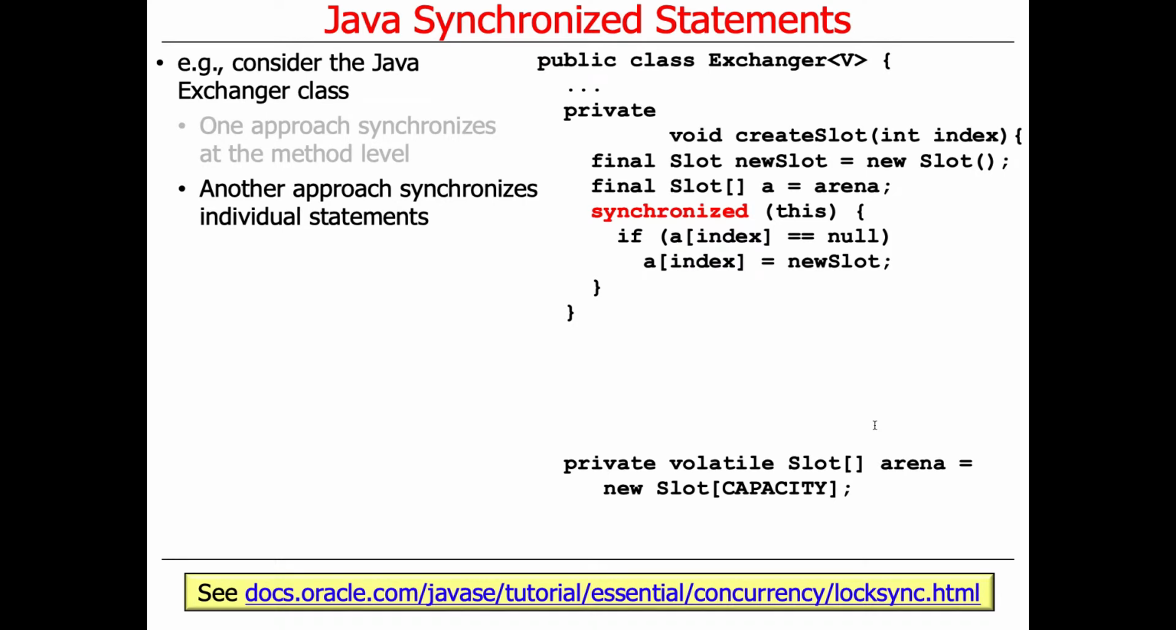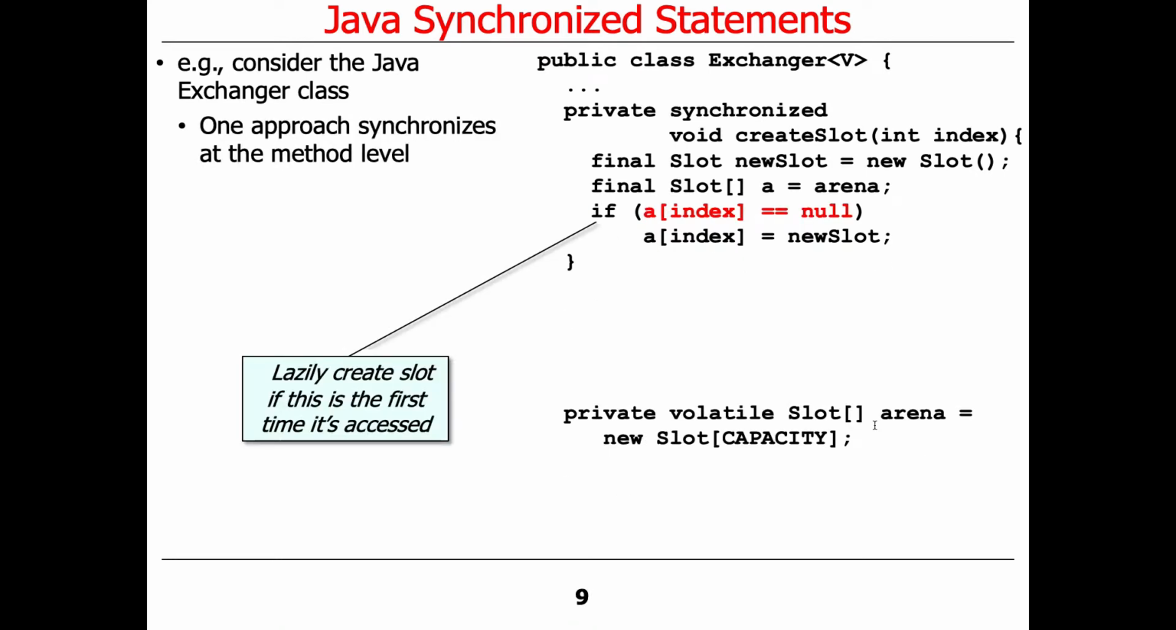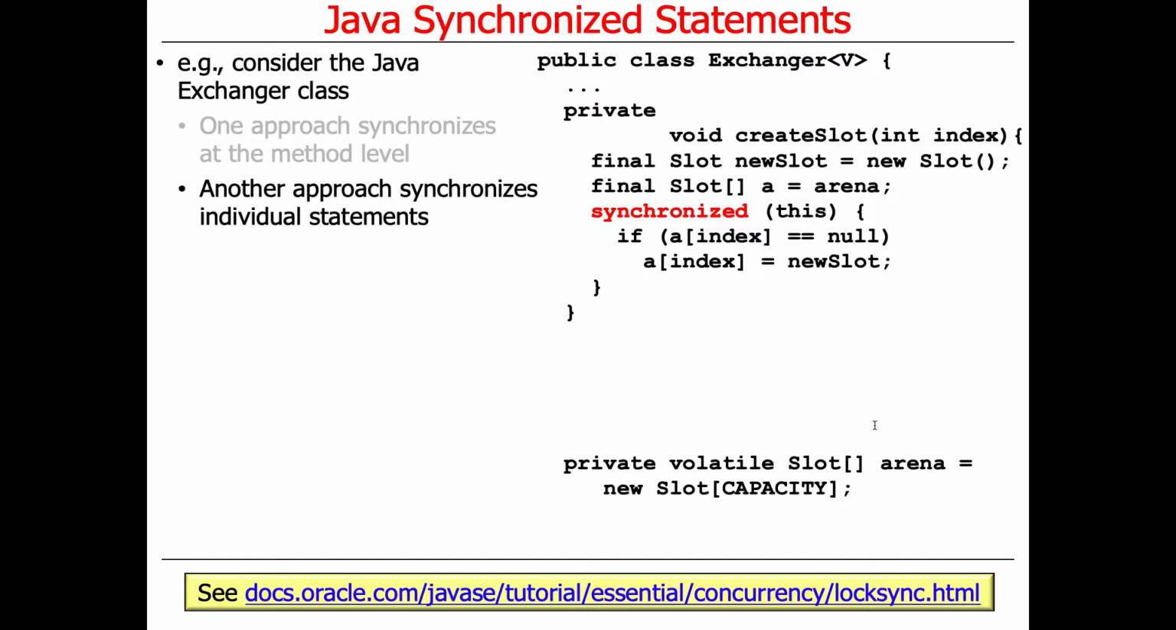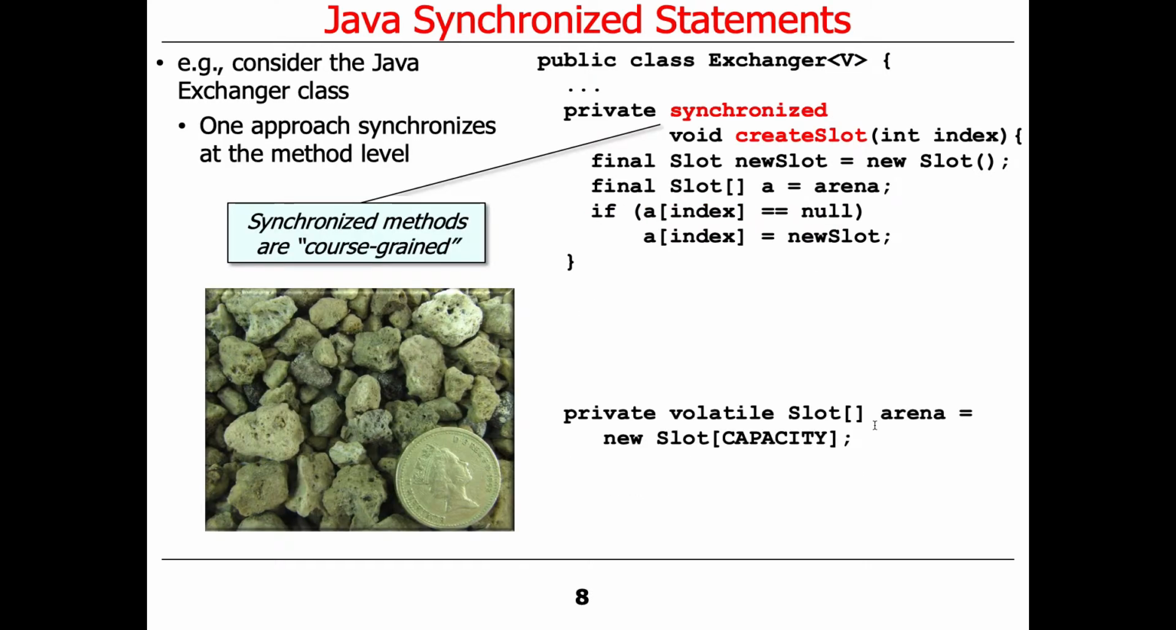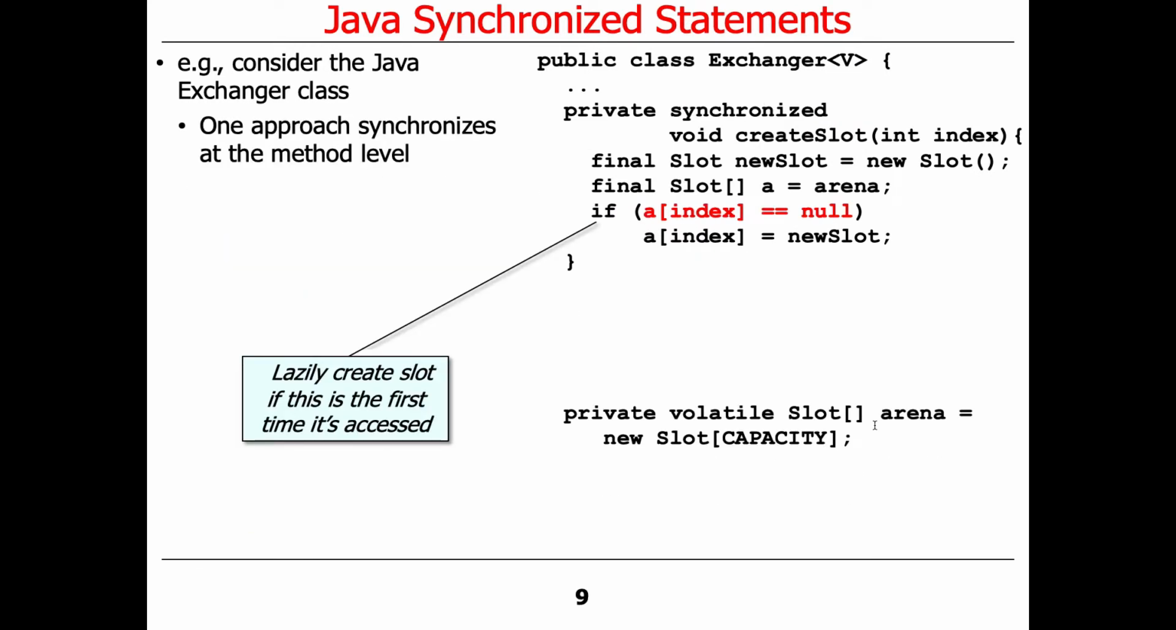Here's another approach. This is going to get rid of the synchronized method syntax in the declaration of createSlot. So it won't be a synchronized method. And instead, it's going to synchronize only the part that actually needs to be locked. So as you can see here, we're going to synchronize on this. And if this is the first time in, then we do some stuff. So this code here will not actually be synchronized. So this is a finer grain way of doing things as opposed to a coarse grain way of doing things, right? I mean, imagine coarse grain and fine grain.